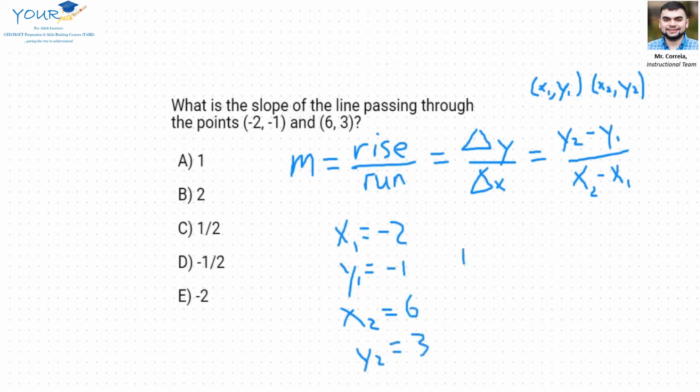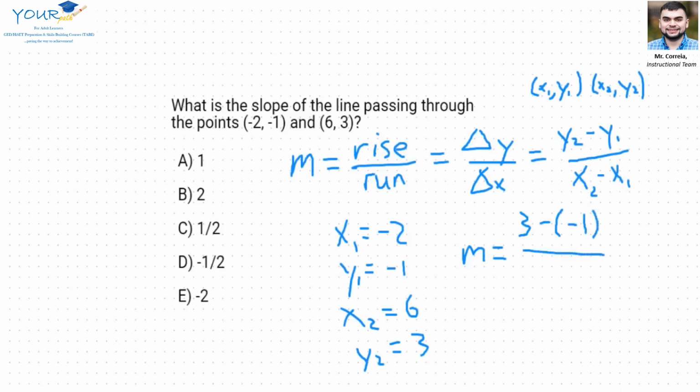Now we can write that our slope is y2, which was 3, minus y1. Now we have to be careful here because y1 is negative. So I'm going to use parentheses so that I don't confuse this minus sign in the formula with this minus sign that is part of the number. So in parentheses, I'm writing y1, which is -1. So our numerator, y2 minus y1, is 3 minus (-1).